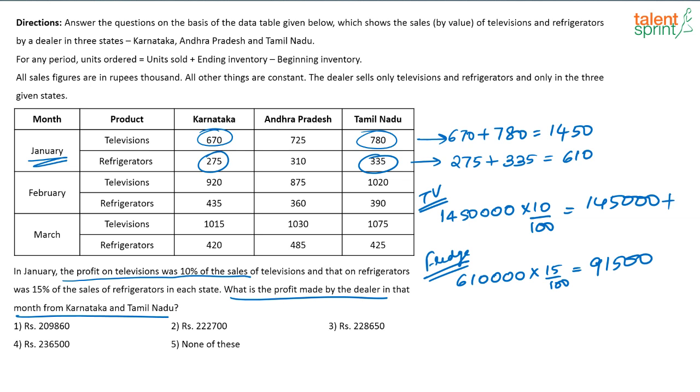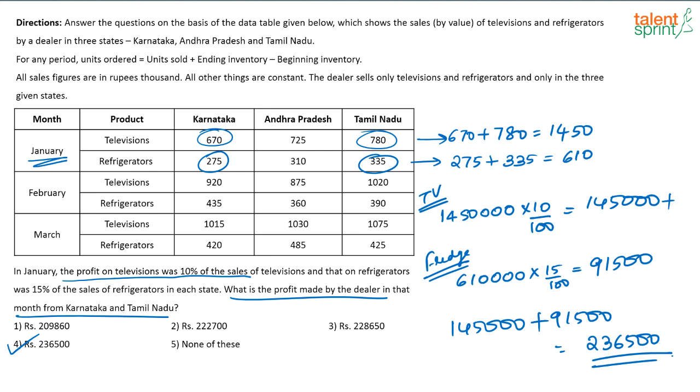Yes, you have to add 1,45,000 plus 91,500. So the answer will be, I'm basically adding these two only. The answer will be 236,500. Option 4. Yes, Tushar has given the correct answer for this as option 4.